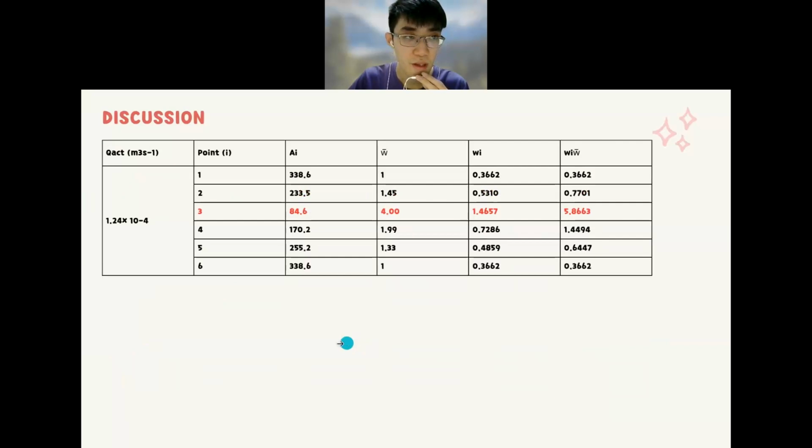Also note that even though we use different values of the cross-sectional area and also the volume flow rate, we still get the same result: point 3, which has the smallest cross-sectional area, will give us the highest value of the flow velocity.